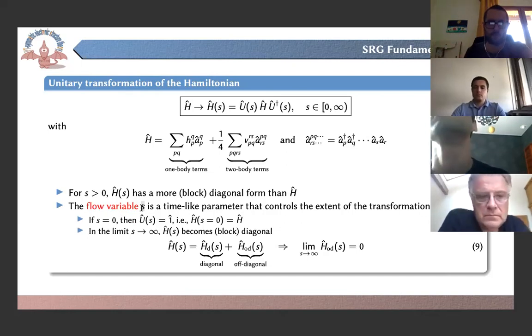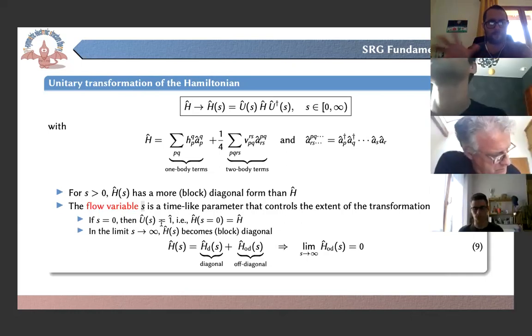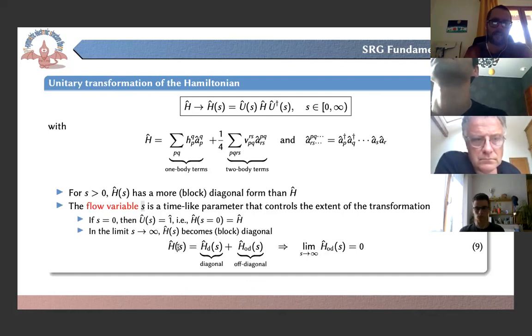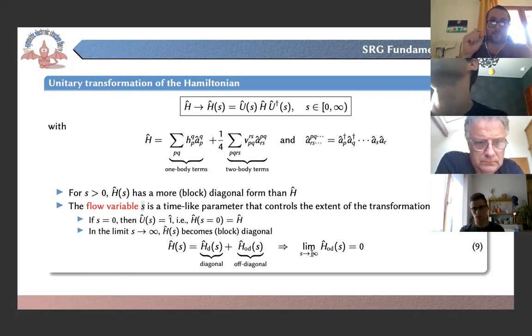Okay, so that's what I was telling you. S equals 0, the transformation is an identity, sorry. And so you have the original. And when S goes to infinity, you really decouple. So what I'm going to use a lot in the following is to write H as a sum of the diagonal part and its off-diagonal part. So here I'm going to use D and OD. And so in the limit when S goes to infinity, actually that's going to be our main condition.